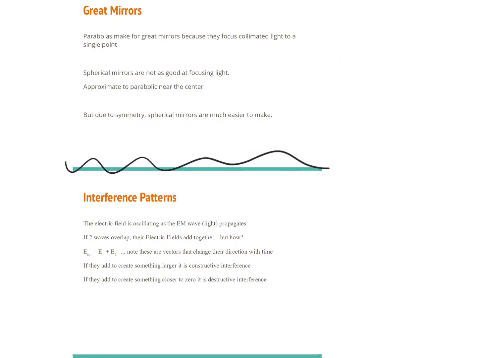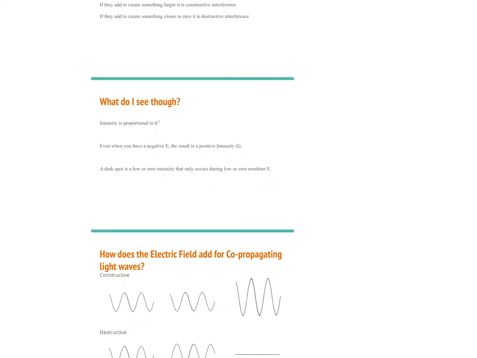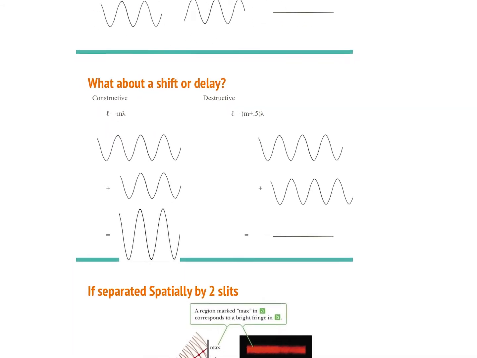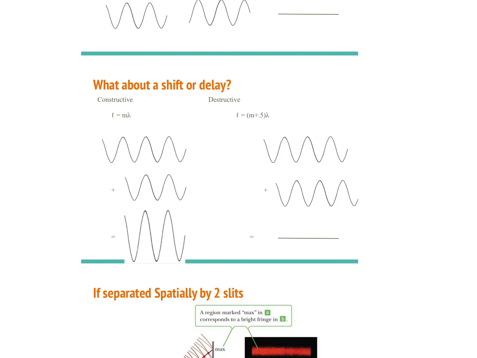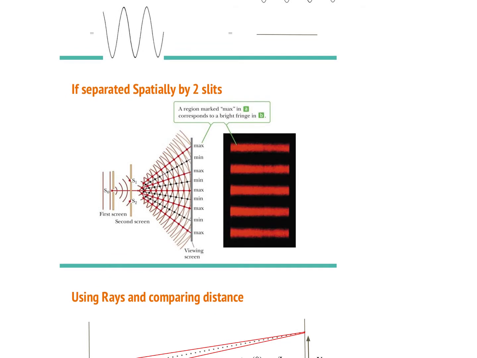Next, interference patterns. Interference patterns are all about electric fields overlapping. Okay? They could overlap to become constructive, they could overlap to become destructive. There could be path length differences that cause different waves to be either in sync or out of sync, resulting in constructive or destructive. If it's constructive, we get our bright spots. If it's destructive, we get dark spots.